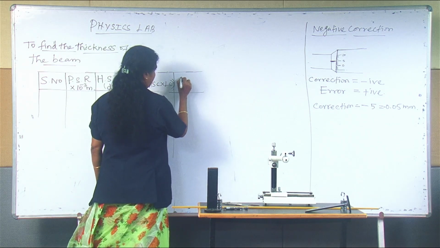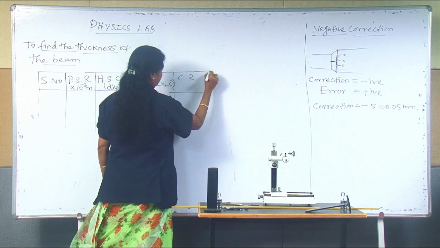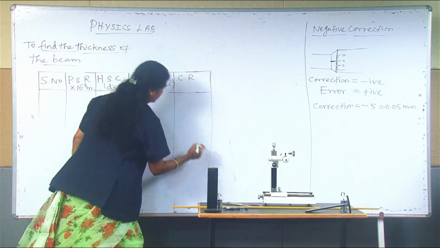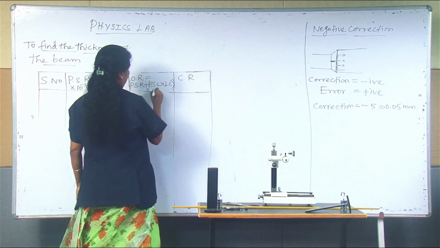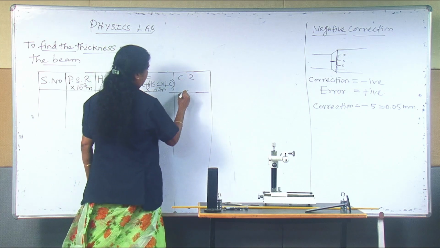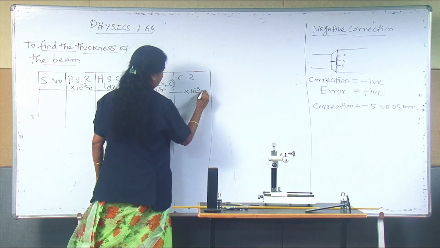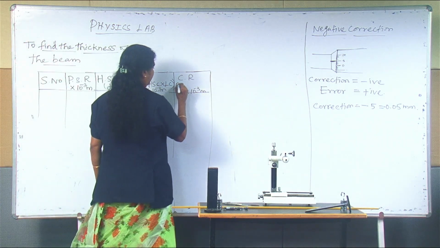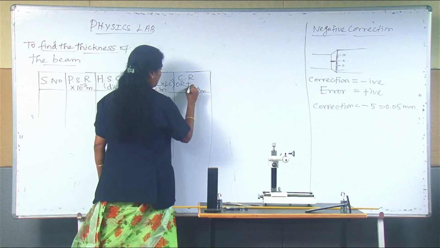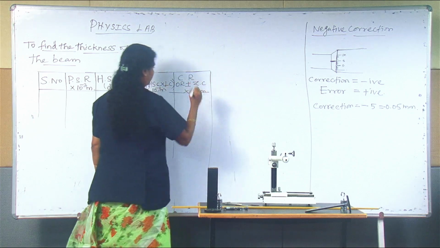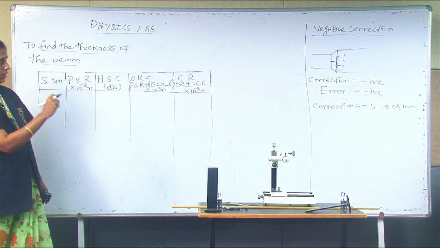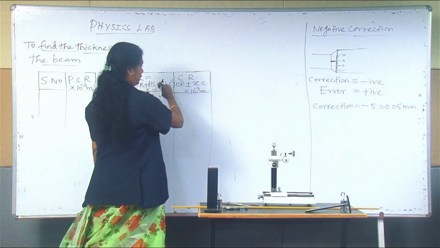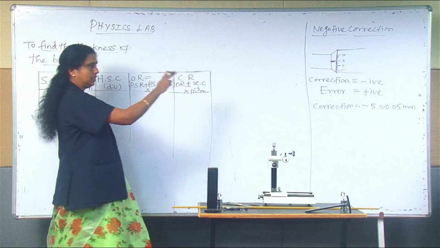So the last one is corrected reading. It is in 10 power minus 3 meter, and this is also in 10 power minus 3 meter. So corrected reading is nothing but observed reading plus or minus zero correction. If it is a positive correction, at the last column you have to add that value, or you have to subtract the value if it is a negative correction.